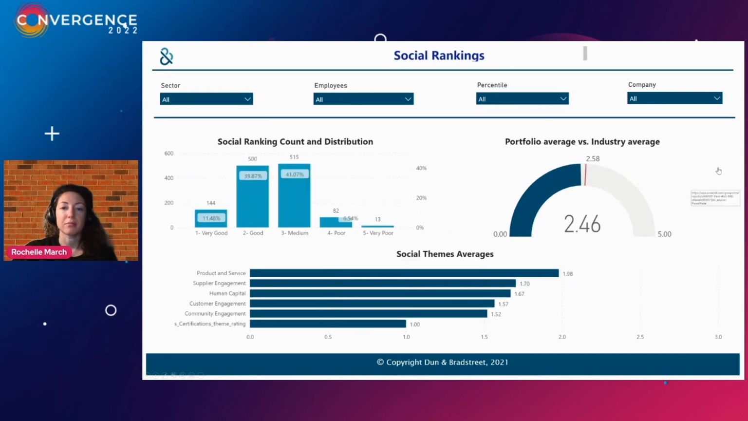Social as well, you can see a similar breakdown and also several of these social themes. Product and service, how companies are offering their product and service, how they're engaging with their suppliers, supplier engagement, how they manage human capital, their employees and communities, customer engagement, how they are communicating with their customers, making them aware of the products, being able to get in touch with them, and so on, or investing in initiatives like CRMs that help to reach out to customers, community engagement like philanthropy, donations, and so on, and also any social certifications that are applicable.